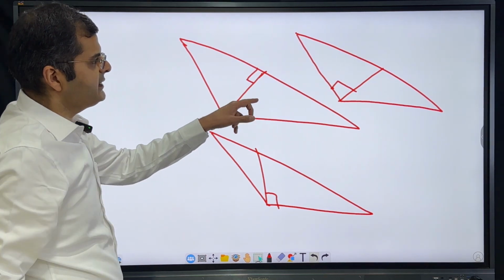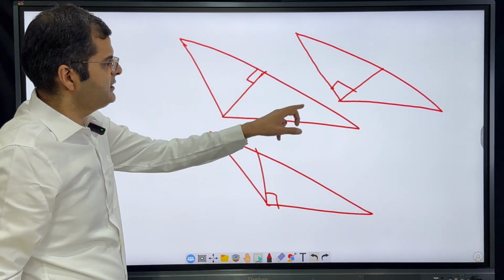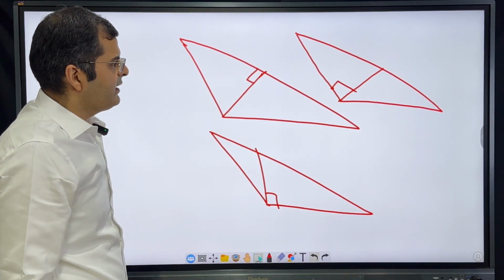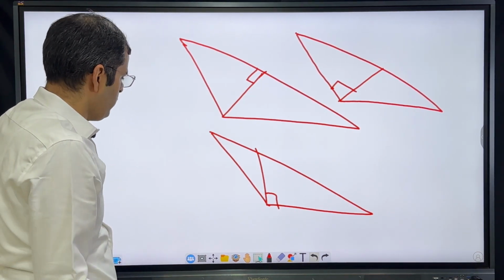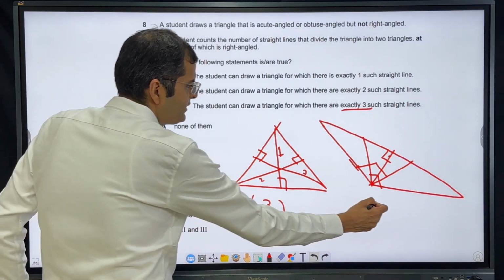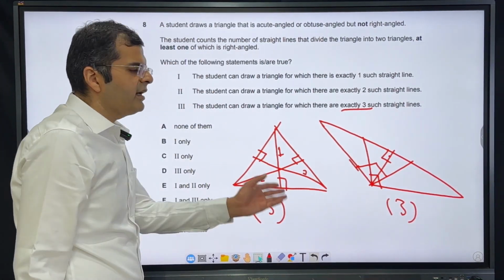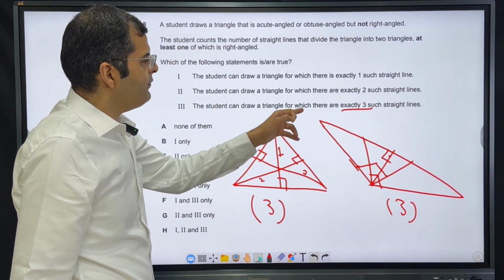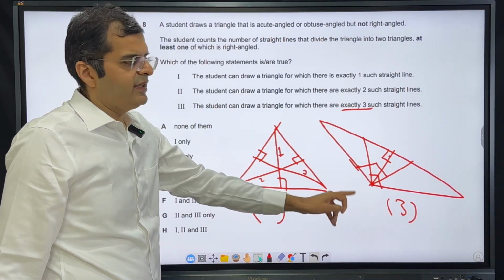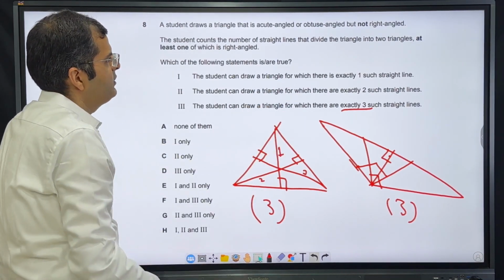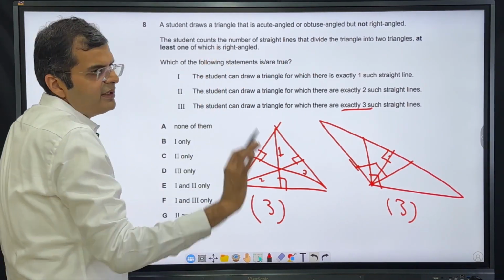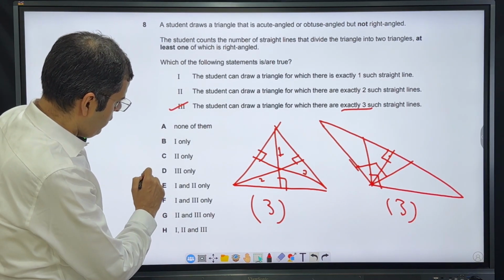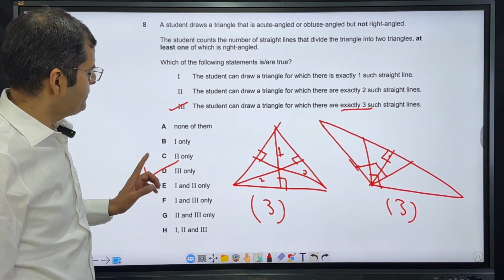So in all these cases, this obtuse angle triangle is divided into two triangles such that at least one of the triangles inside is a right angle triangle. So in the obtuse angle case also I get 3. So whether I make acute or obtuse, in both cases, the student can draw a triangle for which there are exactly 3 such straight lines, which will divide this triangle into two triangles, at least one of which is a right angle triangle. So answer option 3 is the correct answer, which is option D. Option D is the right answer.